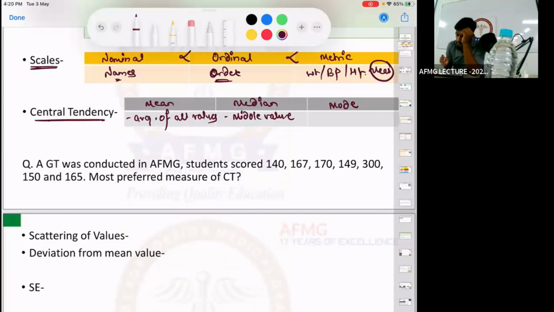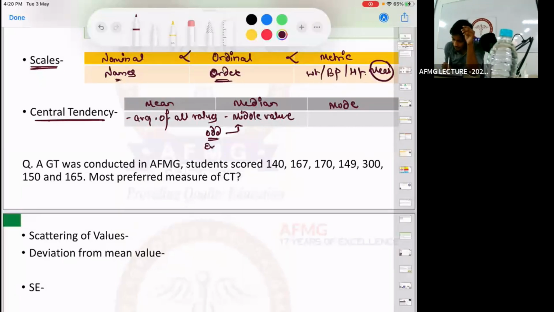Important thing is, in middle value, it would be easy if it is an odd set of samples. Odd number of samples. If there are 7 samples, 3 on this side, 3 on this side, the middle fourth value would be the median. So in an odd number of samples, it is the middle value directly.